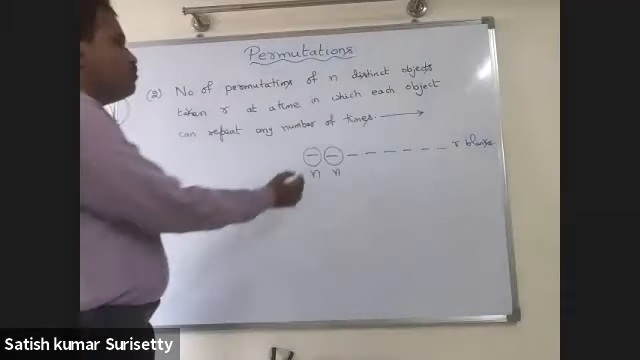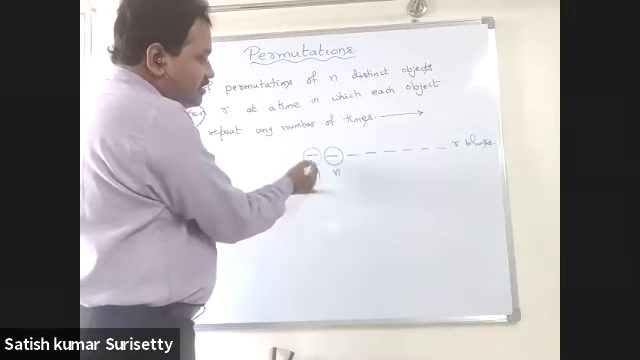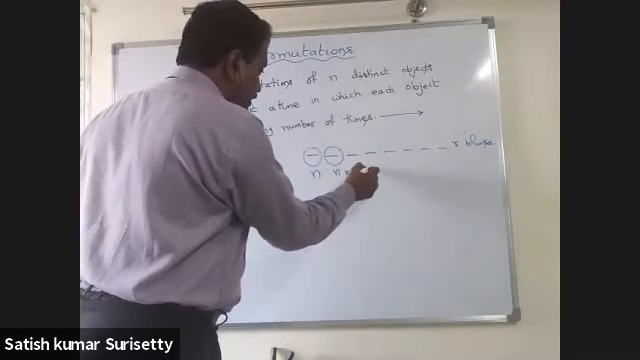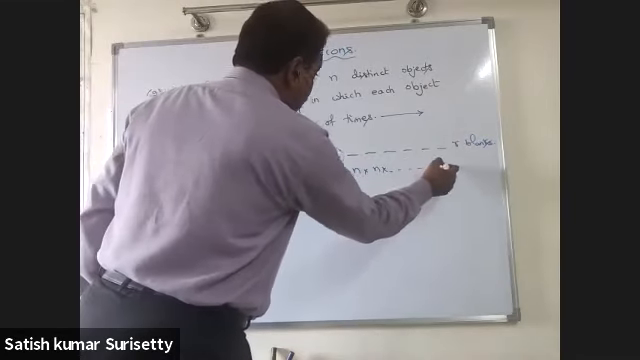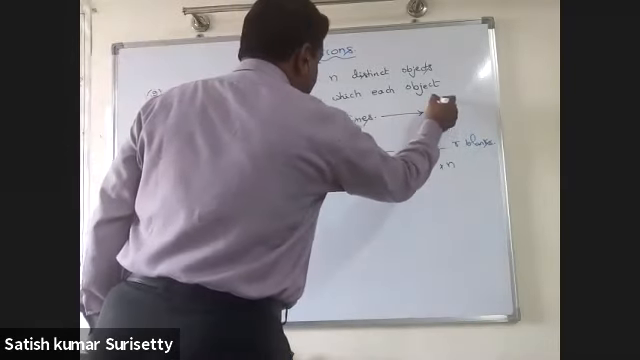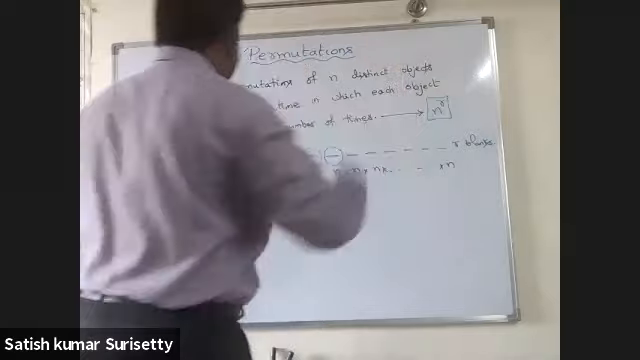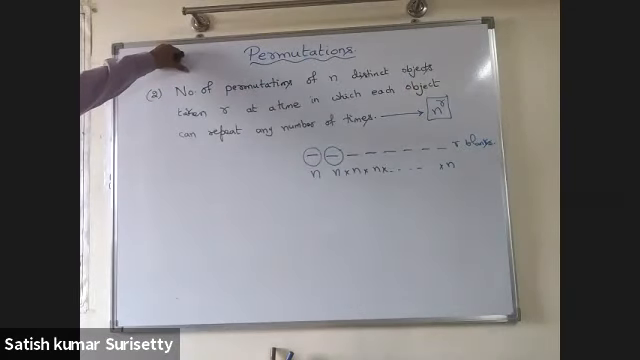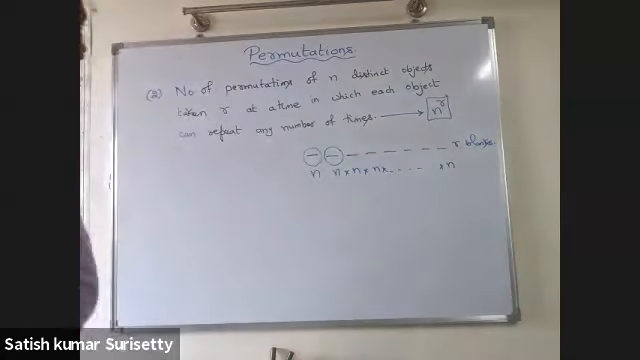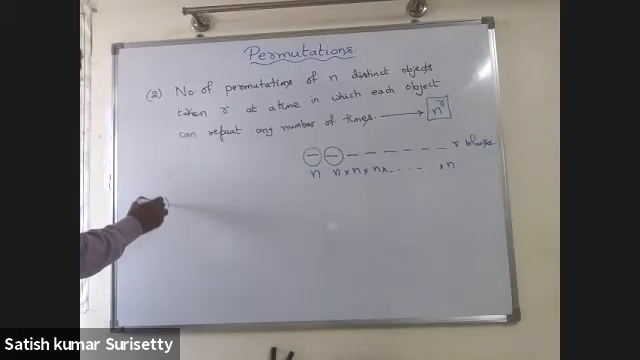So the first two blanks in succession can be filled in n into n ways. So n into n into n and so on. How many times is n? r times. So it will be n to the power of r. That is, the number of permutations of n distinct objects taken r at a time in which each object can repeat any number of times is n to the power of r. Next.